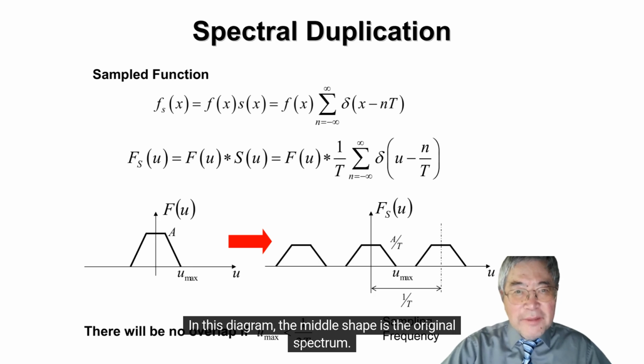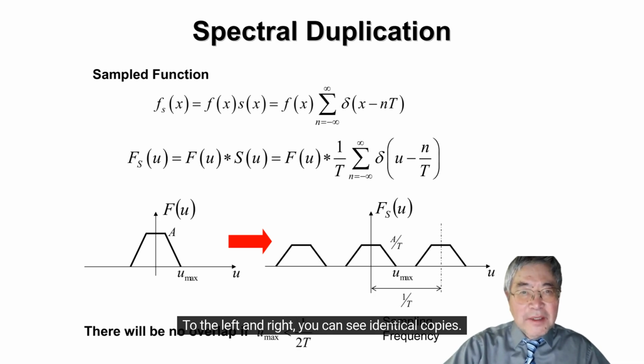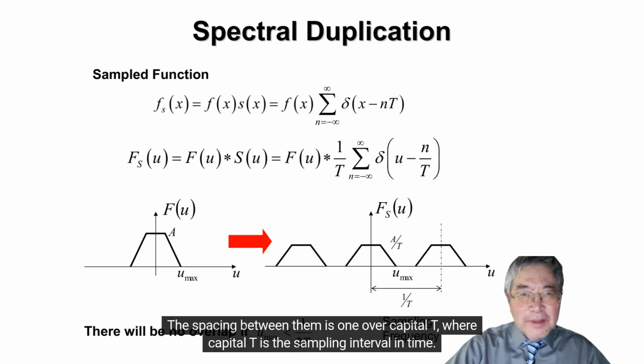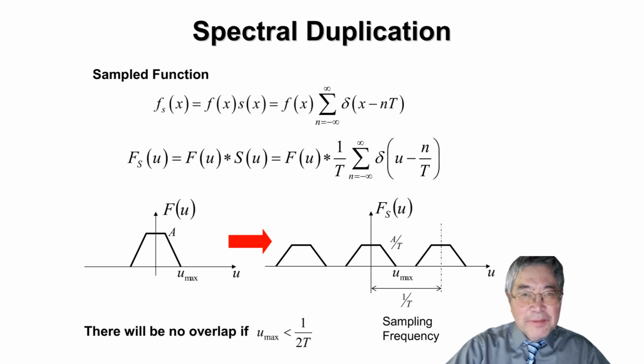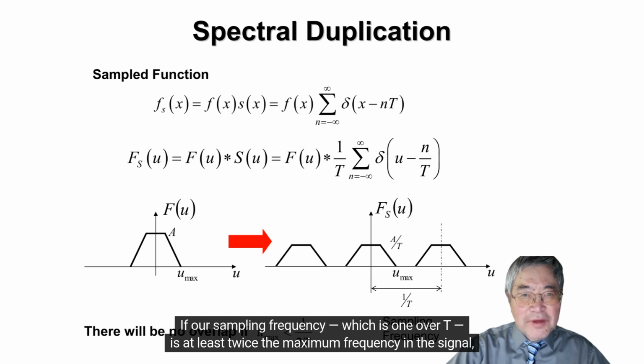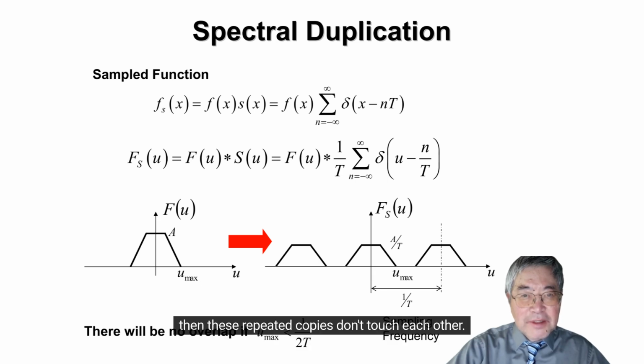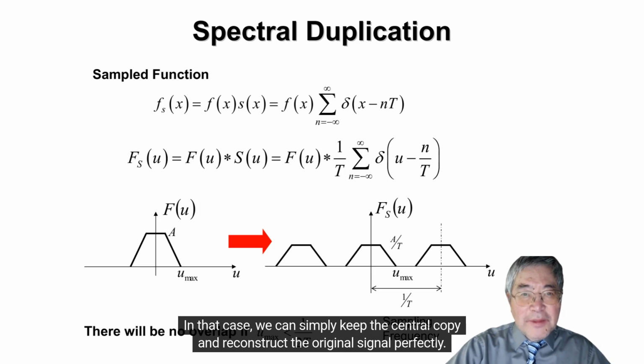The result is that the original spectrum gets repeated again and again, spaced apart by the sampling frequency. In this diagram, the middle shape is the original spectrum. To the left and right, you can see identical copies. The spacing between them is 1 over T, where T is the sampling interval in time. If our sampling frequency, which is 1 over T, is at least twice the maximum frequency in the signal, then these repeated copies don't touch each other. In that case, we can simply keep the central copy and reconstruct the original signal perfectly.